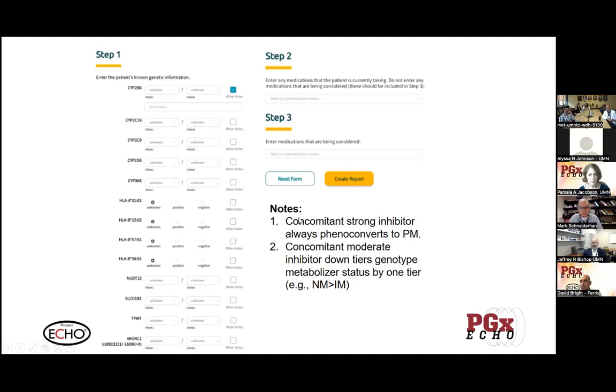Again, one of the important assumptions in practical aspects of this is that it always converts a strong inhibitor to a poor metabolizer. For moderate inhibitors, it down-tiers the genotype metabolizer status by 1 tier. There isn't really a gold standard for how to do this, but both of these tools tend to use a similar approach to how to consider moderate inhibitors, and they do represent published and peer-reviewed resources that you may be able to access on the web.